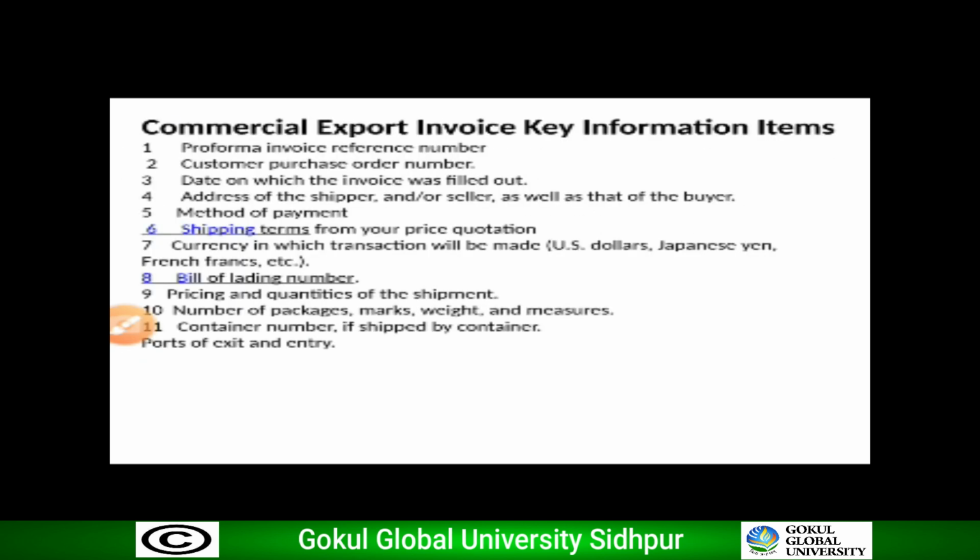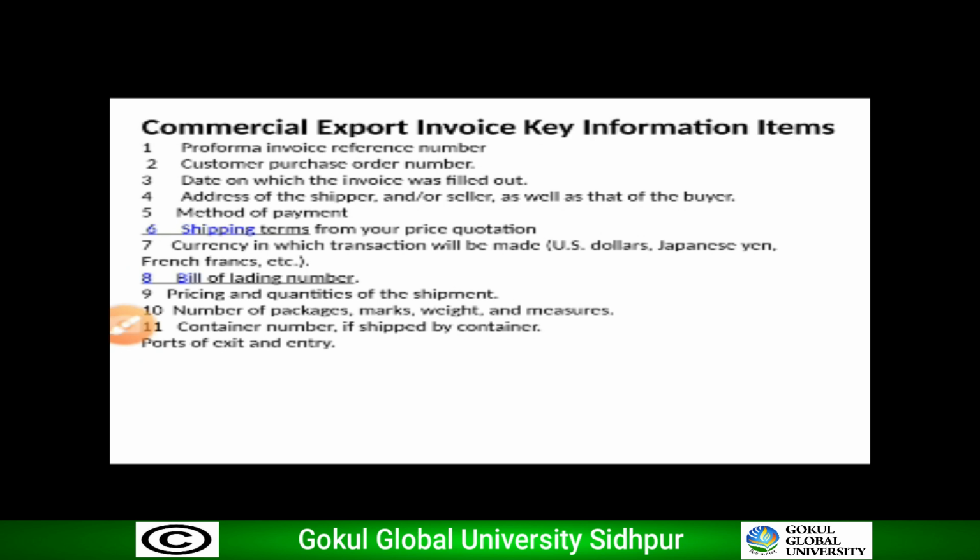commercial export invoice key information items. All details are here when you prepare a commercial invoice. First, the proforma invoice reference number. Second, customer purchase order number. Third, the date on which the invoice was filled out. Mention this date. Fourth, address of the shipper. Write down the address of buyer and seller both.